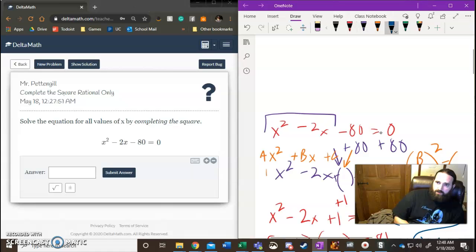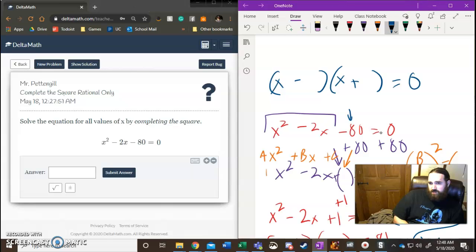the way I taught a lot of you to look at it in the first place is, okay guys, I have a negative here. That's that negative 80, which means I have a plus and a minus. I have that x squared there, which means I need an x in both these spots. This being negative told me my bigger number should be negative. So I wanted two numbers that multiplied to be 80, but when I subtracted them would be a negative 2.